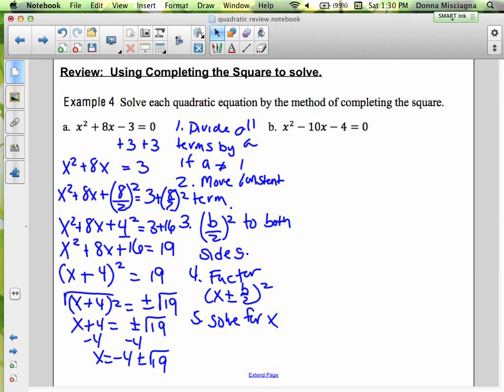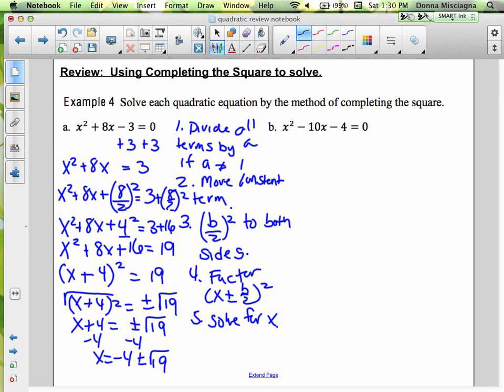I'm not going to do that on the next one. And I'm not going to use blue because I've got an awful lot of blue here on the screen. All right, so again, our first step is to divide all our terms by A, if A is not 1, but A is 1. So we're done with step 1. So actually, there weren't 5 steps, there were 4 steps because we didn't do step 1.